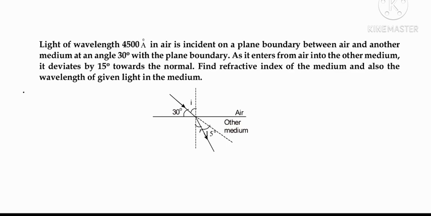So the wavelength of light in vacuum, that means in air, they have given, that is 4500 angstroms, and the angle made by the incident light, see the diagram, the angle made by the incident light with the plane boundary, nothing but the surface, is 30 degree. That is not the angle of incidence, so we need to first get the angle of incidence i. And the refracted ray deviates by 15 degree towards the normal. That is not the angle of refraction, that is the angle of deviation. Okay.